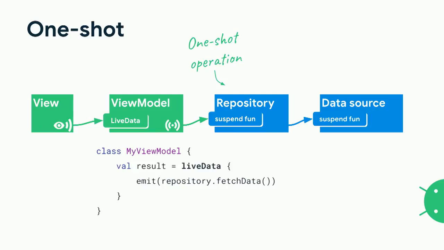So how does a one-shot operation look like in the big picture? We use live data between view and view model for the reasons that I explained in the introduction. And then in the view model, we're going to make this bridge between the live data world and the coroutines world using the live data coroutine builder. Super easy in the repository because we are in suspend functions. We can just call suspend functions in the data source. We get the result. We're done.